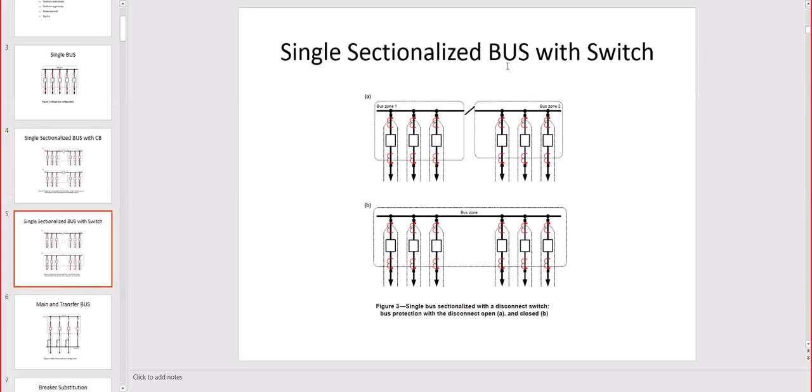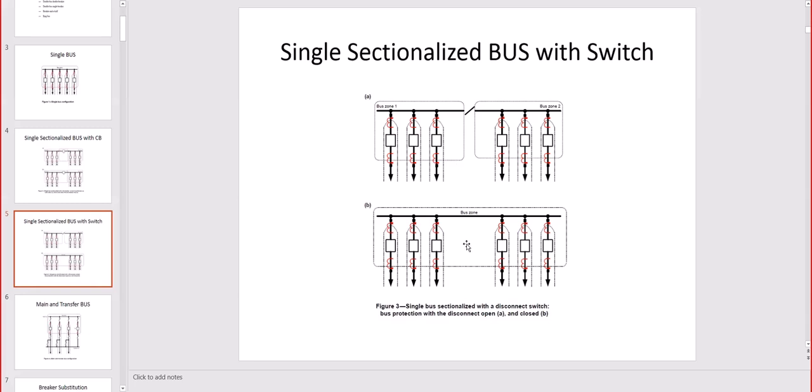Single sectionalized bus, switch with switch. So this time we don't have a breaker, we have a switch in between. In this case, basically we don't sense the current because the switch cannot operate under load condition or short circuit. There are load switches, but not for short circuit. It cannot open under short, so there is no point to measure across that because we will not order this switch to open. We will confer protection to this bus by disconnecting all the breakers, the loads, in case of a fault. So now we have two zones or one zone.